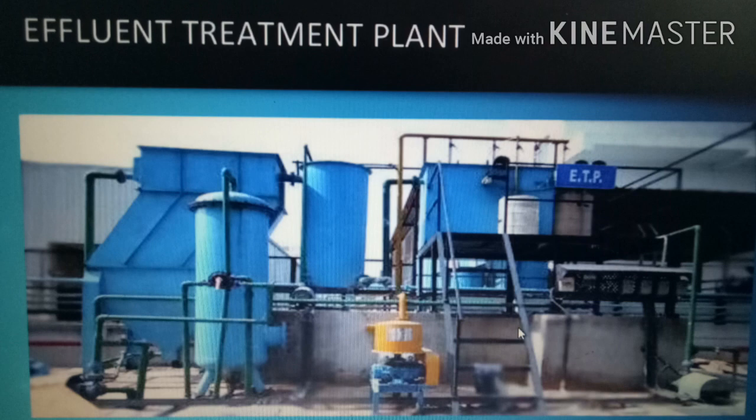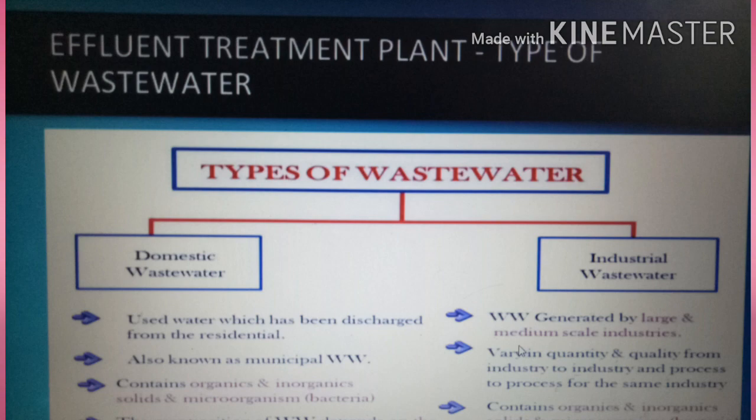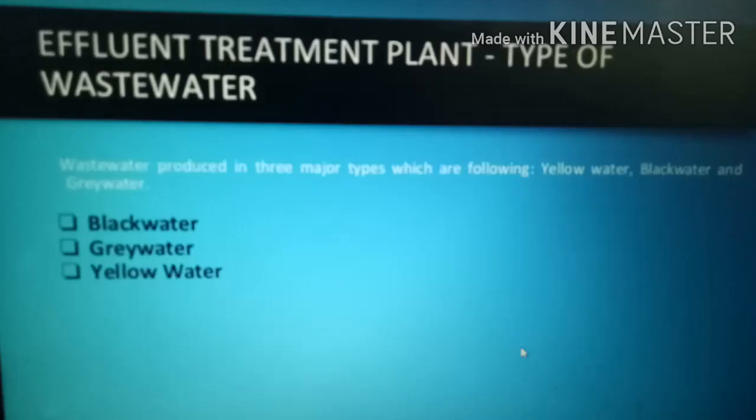Effluent treatment plant, types of wastewater. The types of wastewater are domestic wastewater and industrial wastewater. Domestic wastewater is water that has been discharged from residences, also known as municipal wastewater. It contains organic and inorganic solids and microorganisms, bacteria. The composition of wastewater depends on the source of its generation.